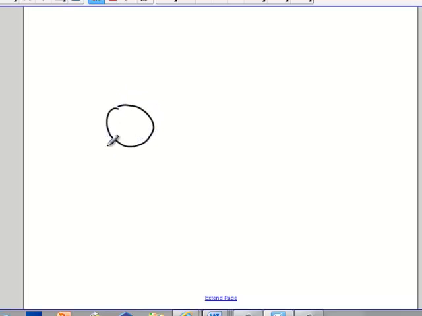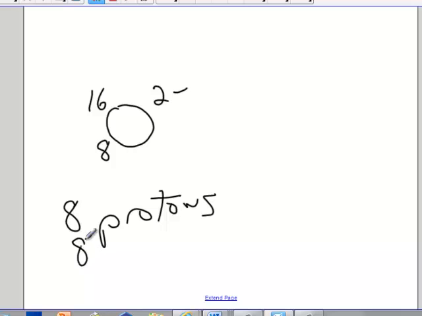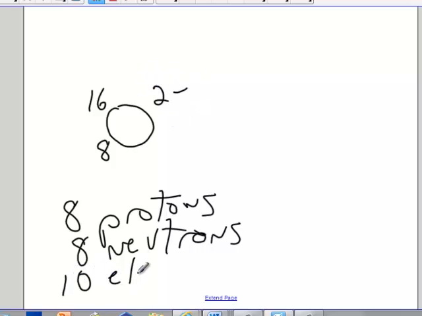Let's say I have oxygen-16, with atomic number 8. This guy has 8 protons, 8 electrons, 8 neutrons. But if I write instead this, now I have 8 protons still, 16 minus 8, 8 neutrons still. But now I have 2 extra electrons, so I have 10 electrons. 2 extra. Don't let that minus sign fool you. It's kind of backwards because electrons are negative. So 8 protons, 8 neutrons, 10 electrons.